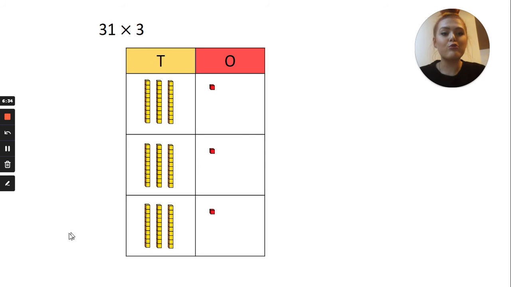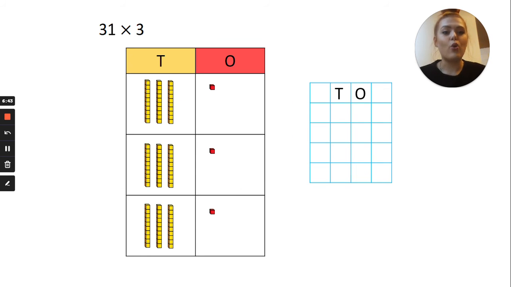So I've done 3 rows going across. 3 lots of my 31. Now I can write this in my short multiplication. Remembering that 31 goes at the top, lined up in the 10s and 1s column. And then we write our times by 3 and draw our straight lines.